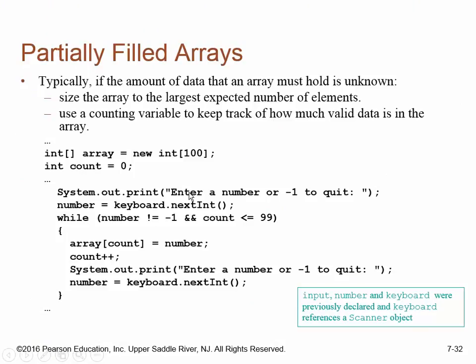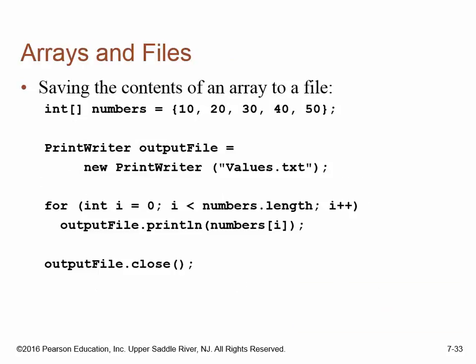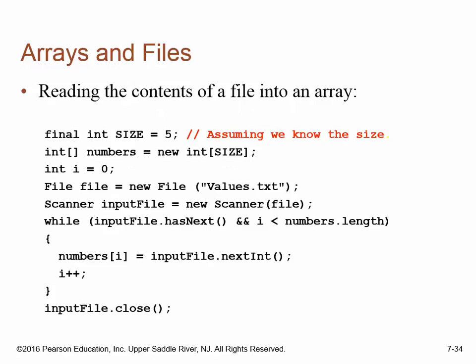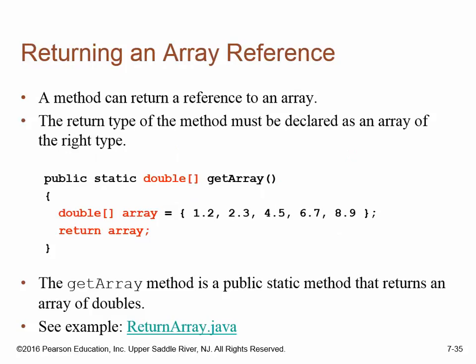You can have what's called a partially filled array, just in case maybe you don't know how many elements are in it, or maybe you're filling it up incrementally. You can work with it, and you can write array information to a file just like you write any other information to a file. You can return an array from a method. But notice when you do that, you've got to say not just double, but double bracket bracket to show that it is an array. And then whatever you return must indeed be an array of that type.